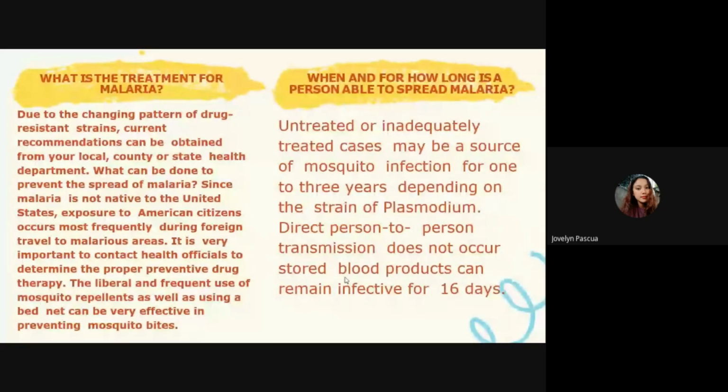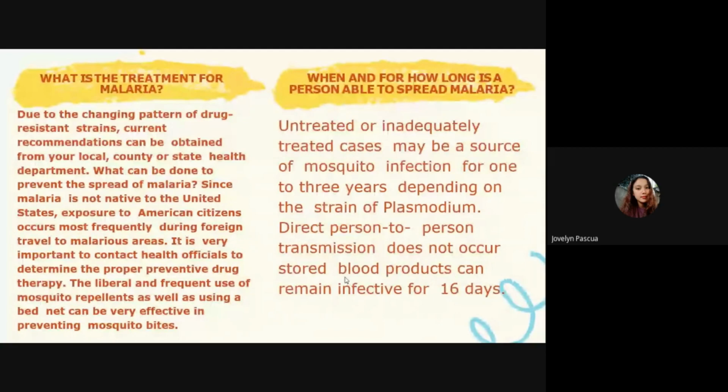When and for how long is a person able to spread malaria? Untreated or inadequately treated cases may be a source of mosquito infection for 1 to 3 years, depending on the strain of Plasmodium. Direct person-to-person transmission does not occur. Stored blood products can remain infective for 16 days.